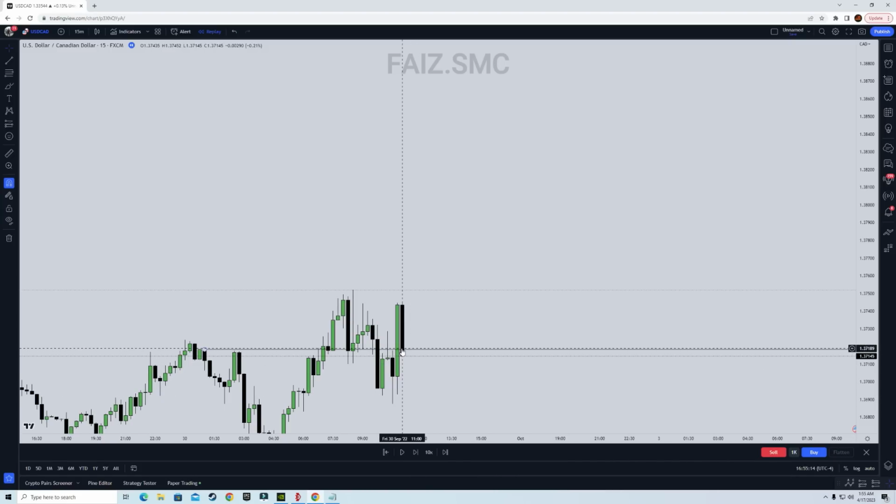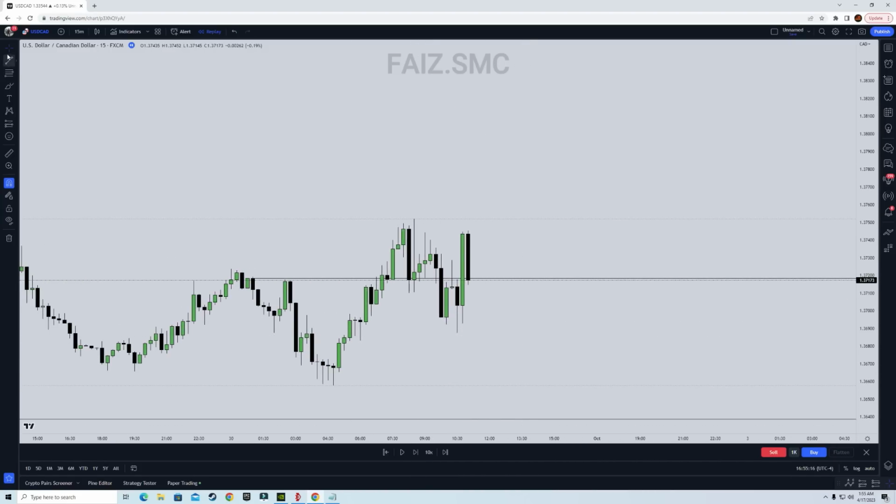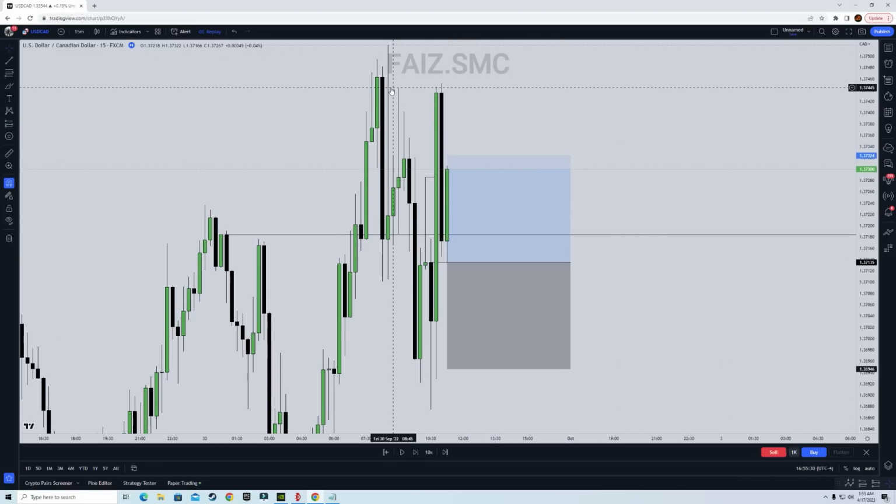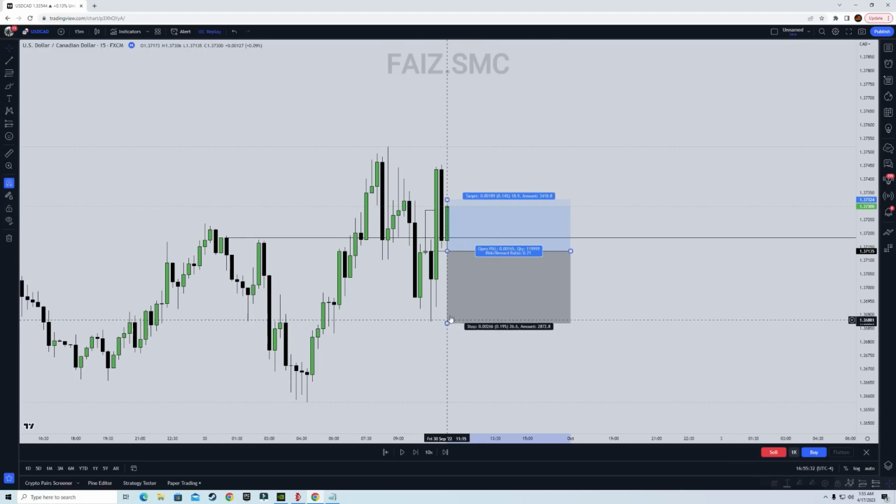Okay, we have a shift in market structure right there. So you can see we have lower low, lower high, lower low, lower high, lower low. And then we have a shift in market structure right there. And my entry would be this. Hopefully we get the entry. Okay, perfect. That is actually a really nice entry.